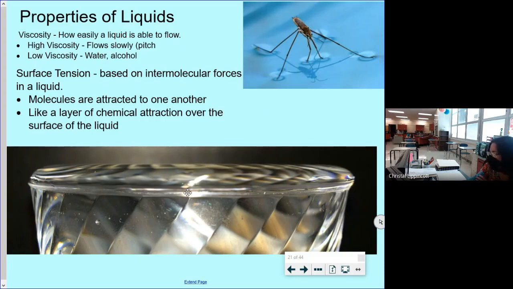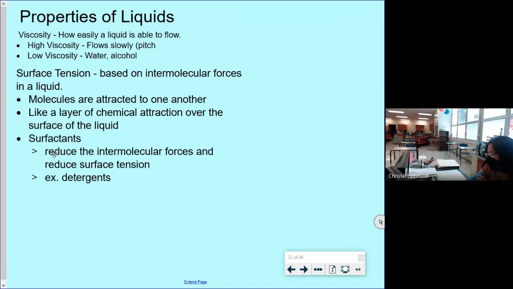Okay. We can modify this surface tension with something called a surfactant. And that's going to reduce the intermolecular forces. It's going to reduce that surface tension. And something like a detergent is an example of that.